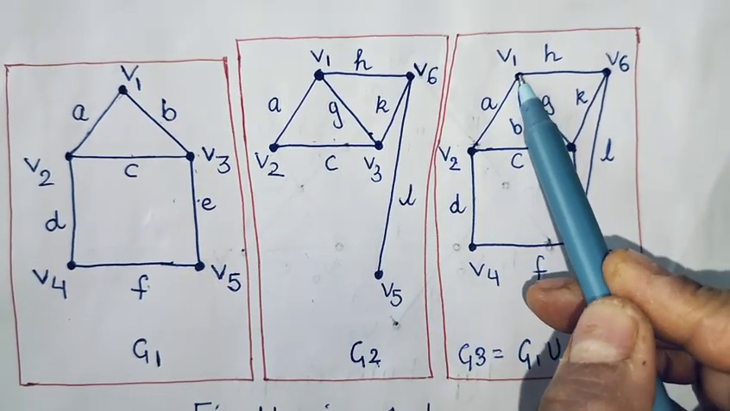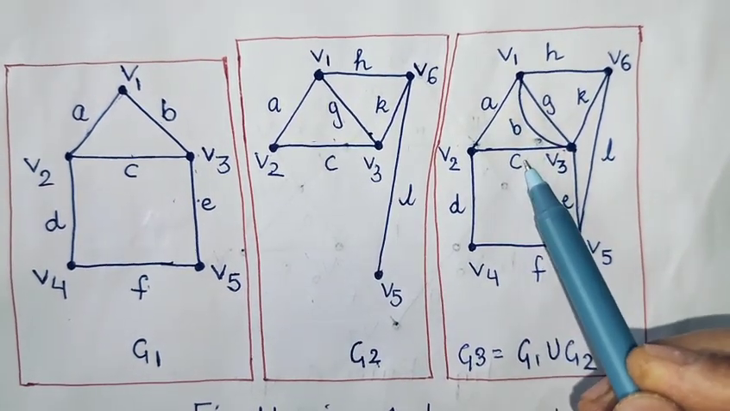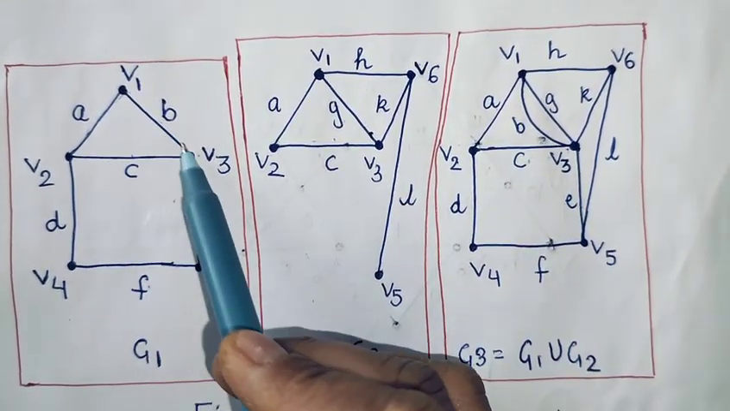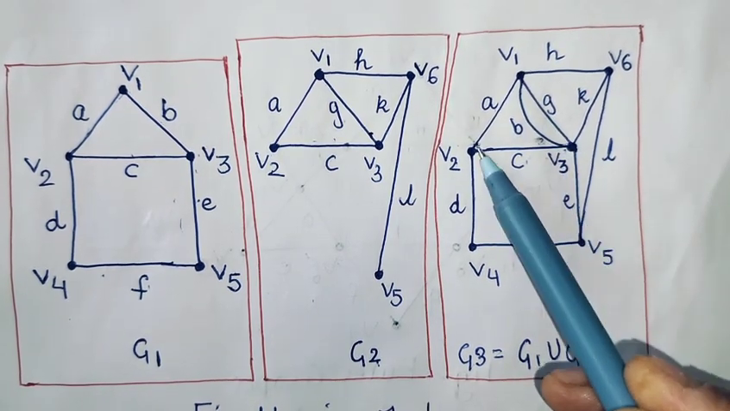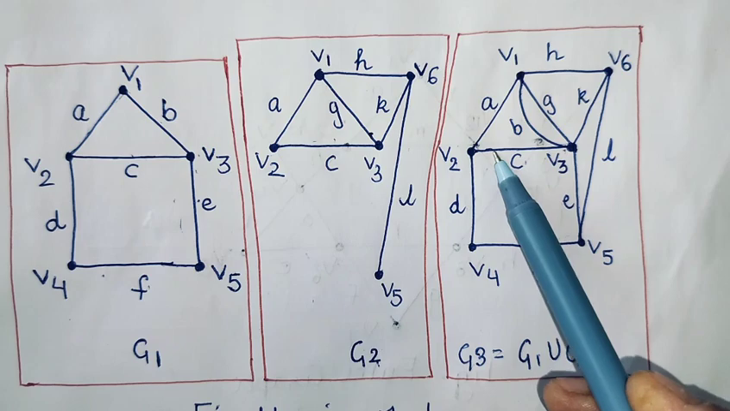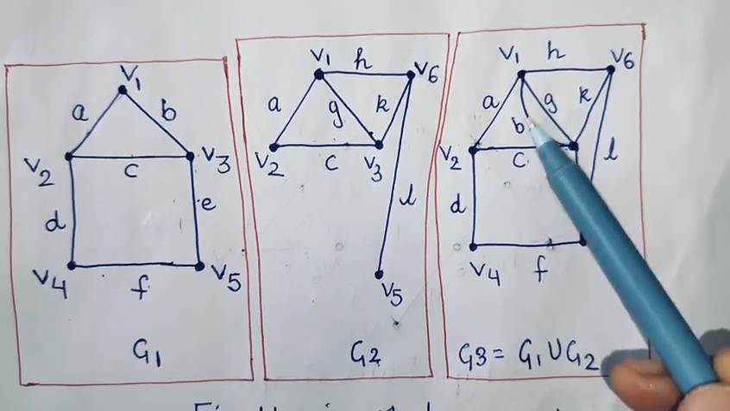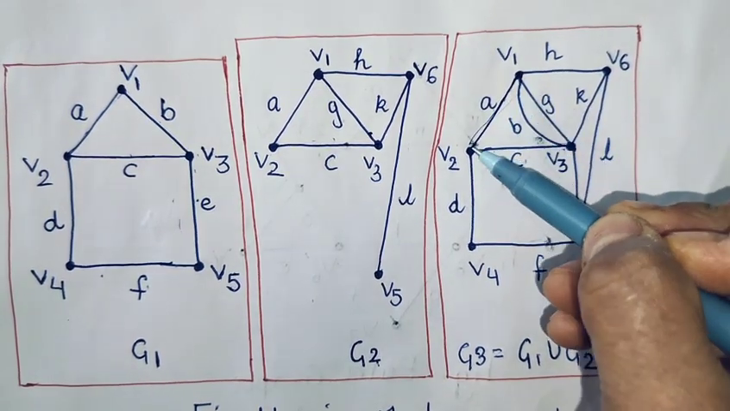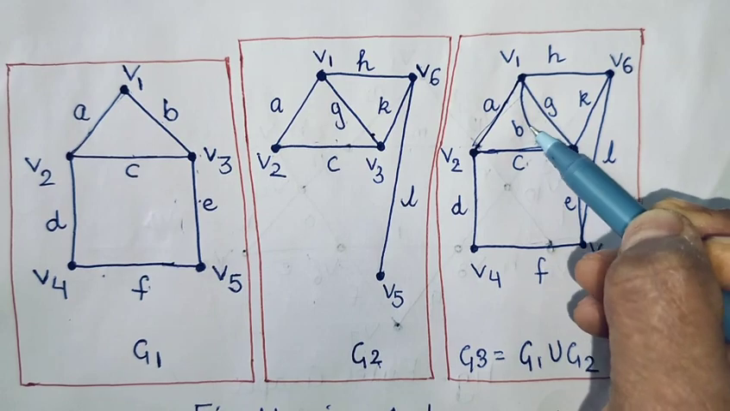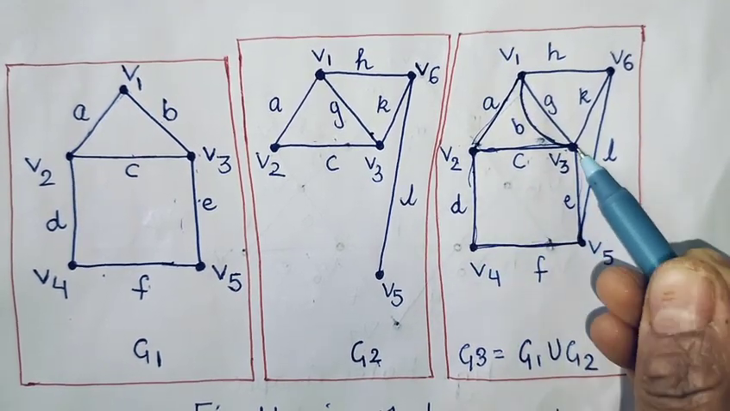So first of all, we have copied down the common vertices and edges V1, V2, V3, A and C. Then you can copy all the vertices and edges of this graph. Like here, this shows all the vertices and edges of graph G1, right? So this particular portion shows all the edges and vertices of graph G1.